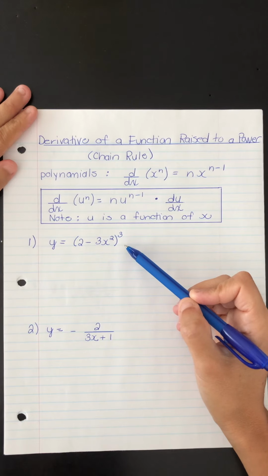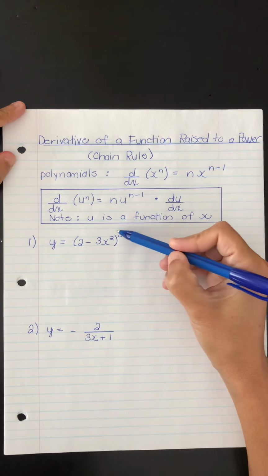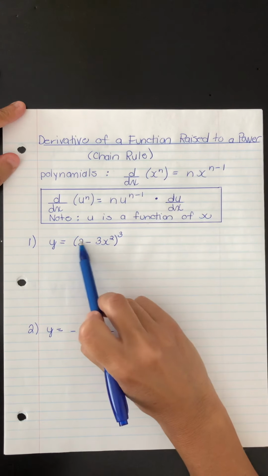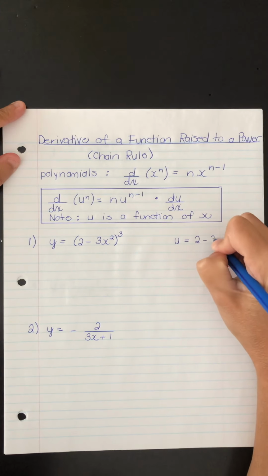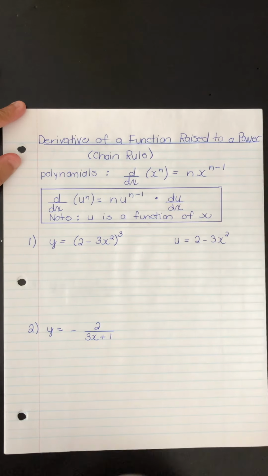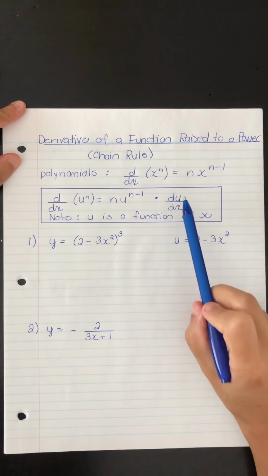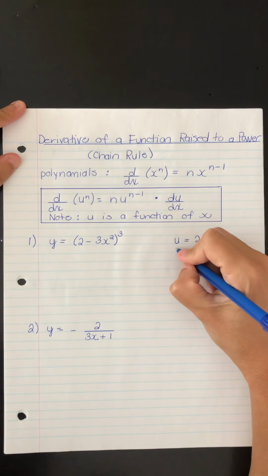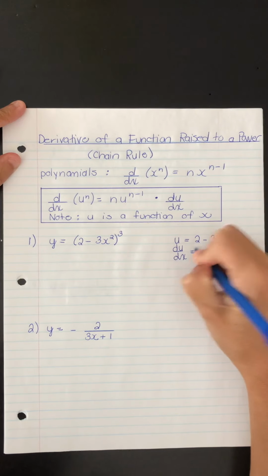So here's example 1. So you can see we have a binomial and it's raised to an external exponent. So u here, u is the inside of the bracket. Okay? U is 2 minus 3x squared. We're going to need to be multiplying by its derivative. So maybe we should start by working out what its derivative is.